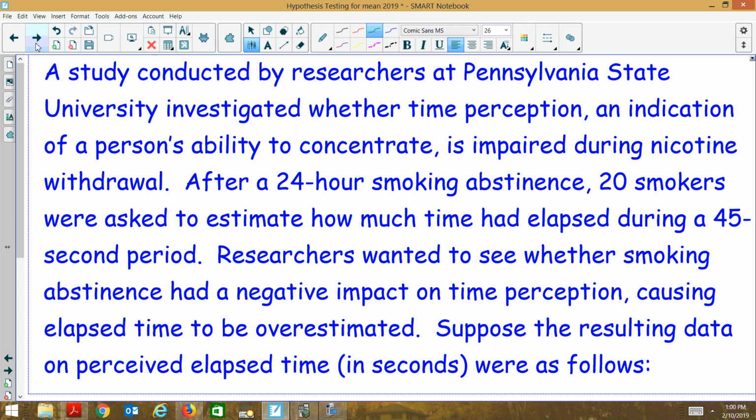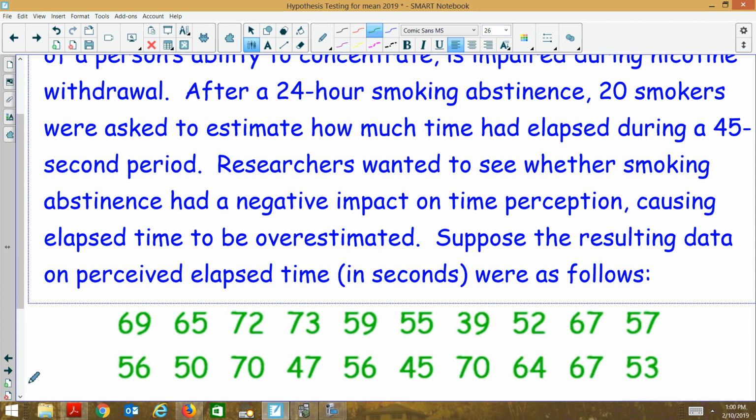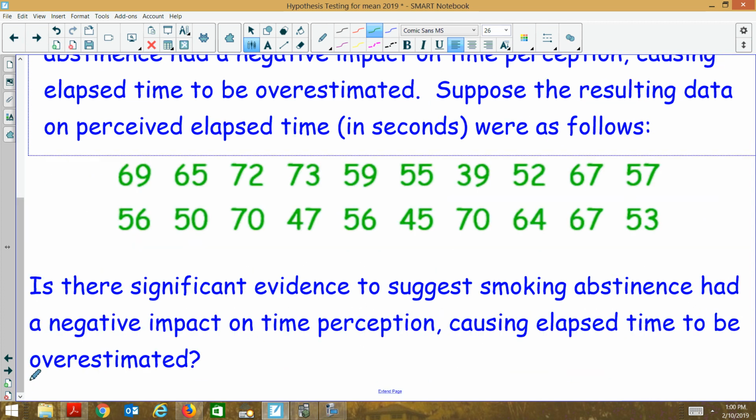So we're now ready to do a full example. A study conducted by researchers at Pennsylvania State University investigated whether time perception, an indication of a person's ability to concentrate, is impaired during nicotine withdrawal. After a 24-hour smoking abstinence, 20 smokers were asked to estimate how much time had elapsed during a 45-second period. Researchers wanted to see whether smoking abstinence had a negative impact on time perception, causing elapsed time to be overestimated. Suppose the resulting data on perceived elapsed time were as follows. So this is our sample data. Is there significant evidence to suggest smoking abstinence had a negative impact on time perception?